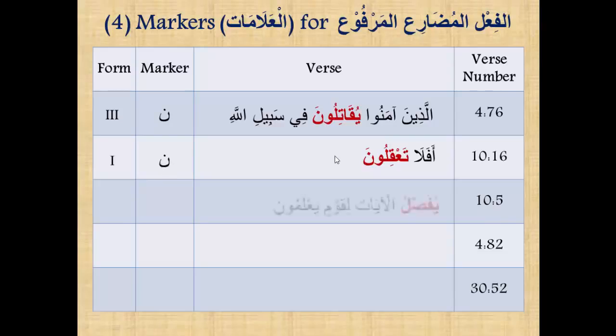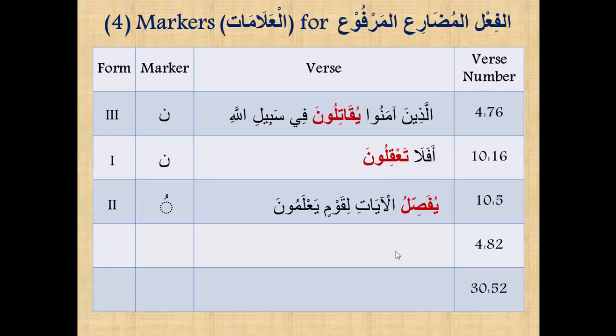Example number 3, يُفَصِّلُ الْآيَاتِ لِقَوْمٍ يَعْلَمُونَ. يُفَصِّلُ follows the pattern يُفَعِّلُ, and it takes a dhamma. So this is conjugated for huwa. The marker is a dhamma. This is an example of a form 2 verb because of the shadda. Of course, we have another verb here, يَعْلَمُونَ, a form 1. This is conjugated for hum. The marker is a nun.